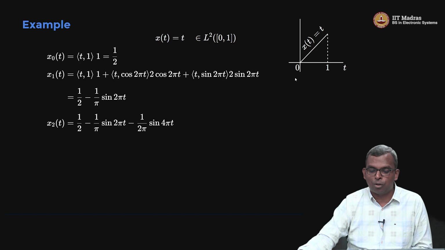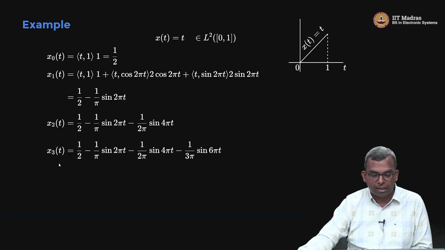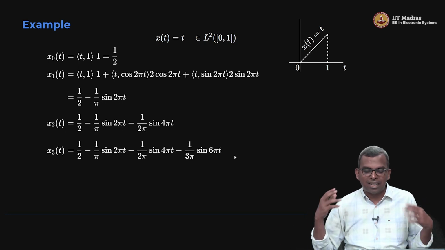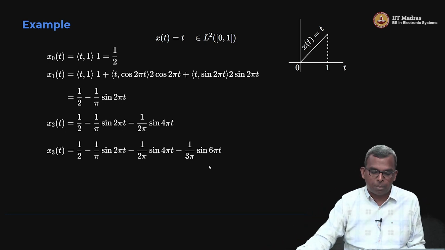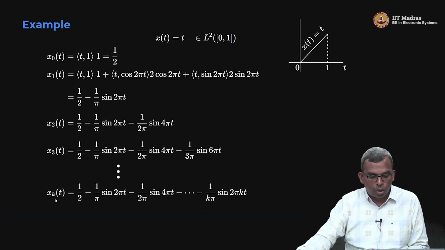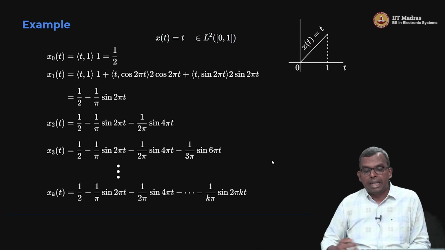Again, there will be two more dot products involved. The cos term will go to 0, the sine term alone will survive. You will get minus 1 by 2 pi sine 4 pi t. x3 gives minus 1 by 3 pi sine 6 pi t. And now you can see that there is a pattern emerging. This pattern can be generally proven. You can do it with sine kt and then show that xk of t will be half minus 1 by pi sine 2 pi t minus 1 by 2 pi sine 4 pi t, and so on till minus 1 by k pi sine 2 pi kt.